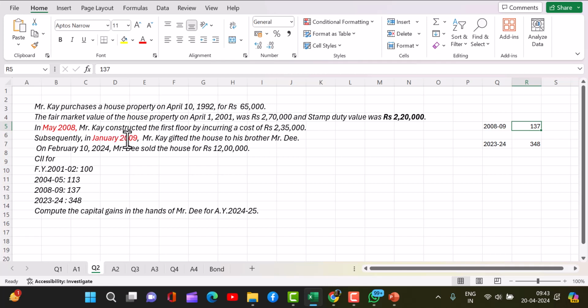So he gifted the house in January 2009. That means again it is 2008, 2009 when he gifted the property. Because the property has been gifted, the indexation benefit will be applied from 2008, 2009, because Mr. D has now become the new owner after the property was gifted by Mr. K to Mr. D in 2009. So for the purpose of applying the CII year, we have to take 2008, 2009 when the property was gifted to his brother. And this property was sold by Mr. D for 12 lakhs. So let's go and solve this problem.